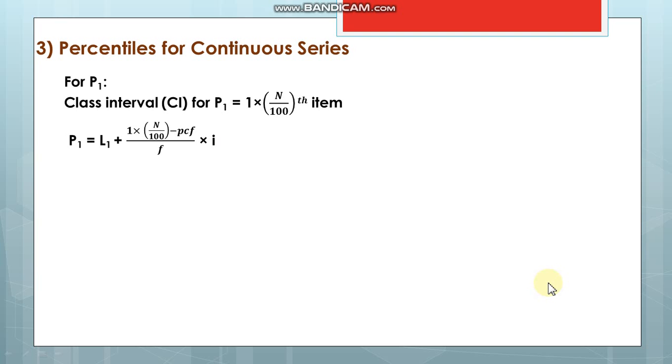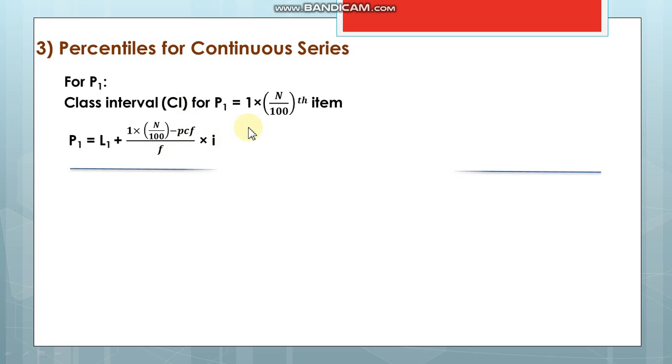In case of continuous series also, this is same. First I have to identify the class interval. So suppose first percentile, first identify the class interval where the percentile belongs to, 1 into n by 100th item. Once you find out the class interval, then the rule is same, lower boundary plus 1 into n by 100 minus previous cumulative frequency. As it is first percentile, so previous cumulative frequency will be 0, divided by frequency of that class into width of the class.